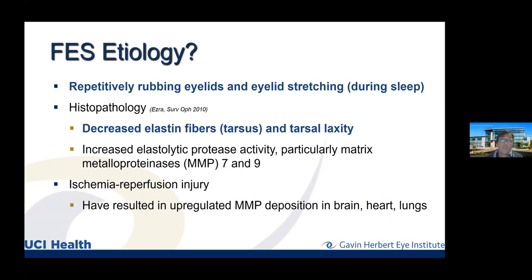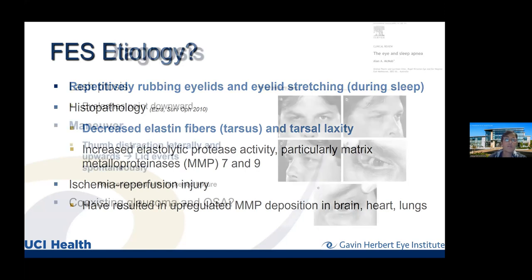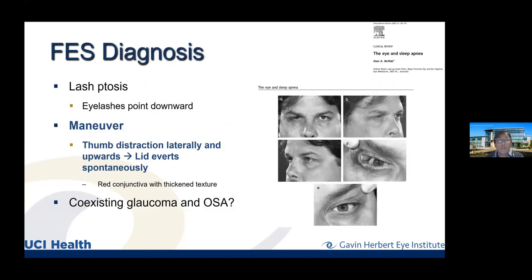And particularly they've seen a heightened activity of something called matrix metalloproteinase, numbers 7 and 9. And then there's also theories that there's this ischemia reperfusion. So there's this vascular dysregulation that's happening. And so that's what activates this deposition of these MMPs in the brain, heart, lungs, which has been shown very well, and likely in the eyelids as well. So a really nice clinical exam maneuver.